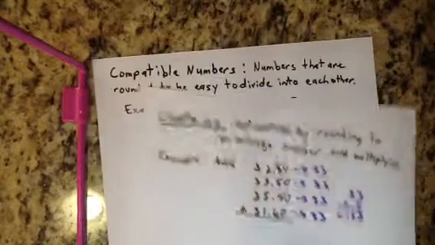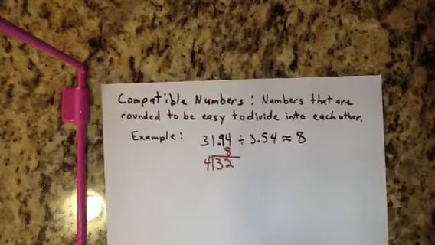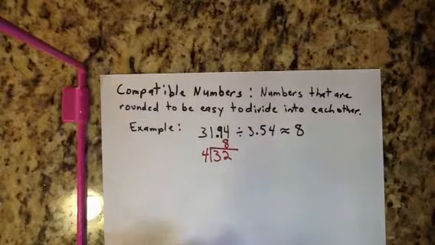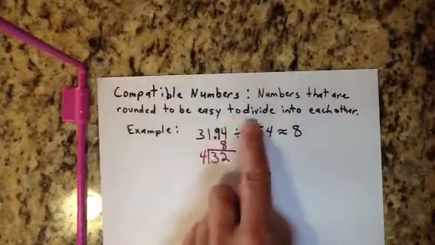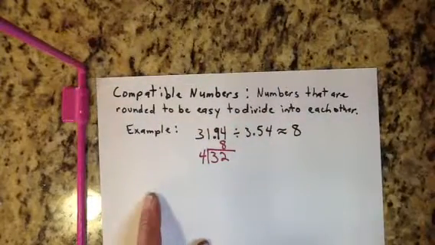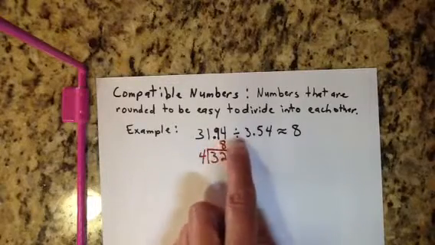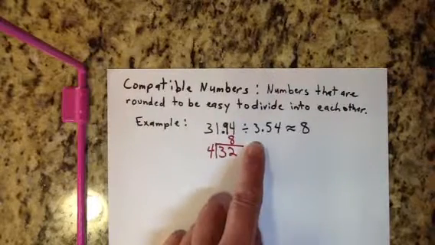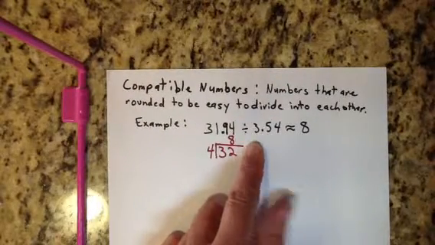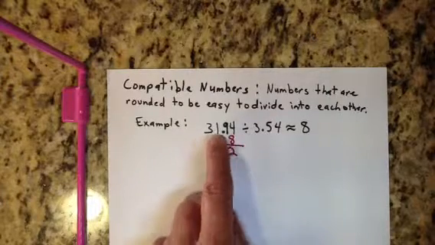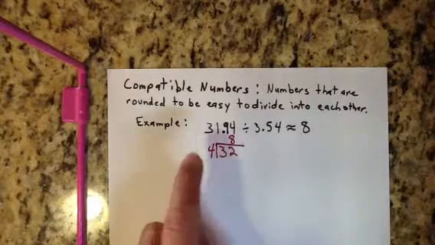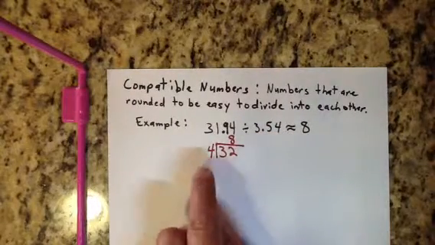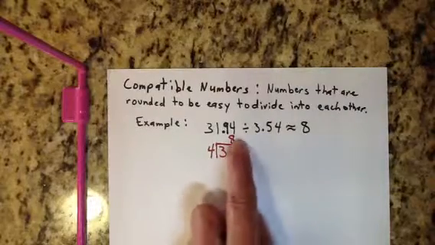Okay, let's look at another example. Another example is called compatible numbers. This is mainly used in dividing, and these are numbers that are rounded to be easy to divide into each other. So for example, 31.94 divided by 3.54. If we kept the decimals, that would take us a while to actually divide out. So I'm going to round the 31.94 to 32, and I'm going to round the 3.54 to 4. So 4 goes into 32 8 times.